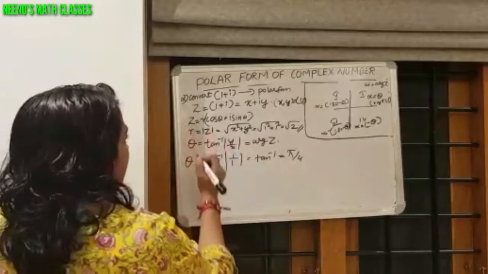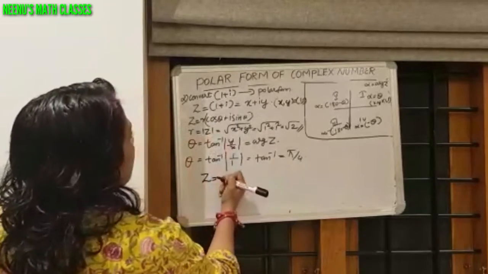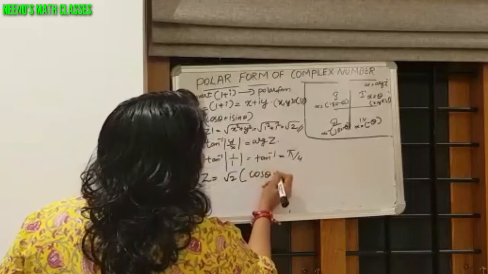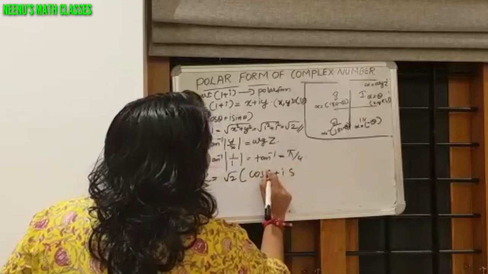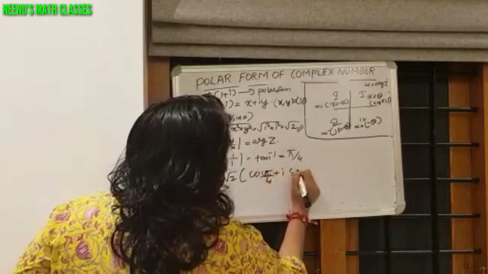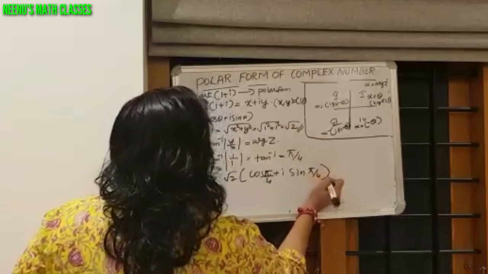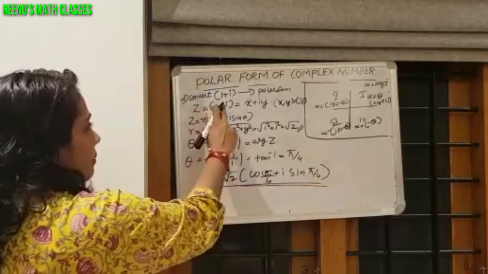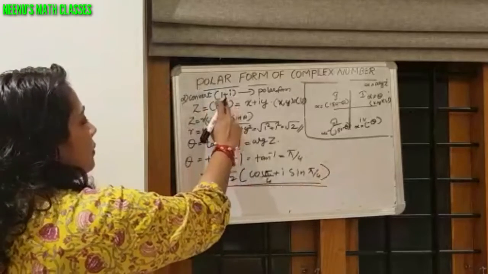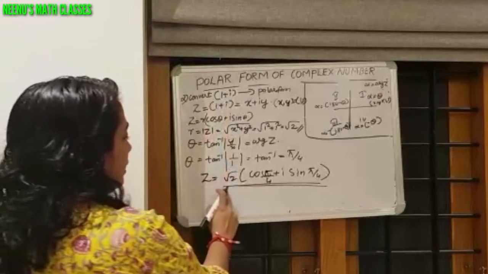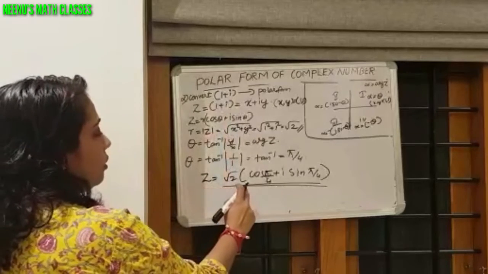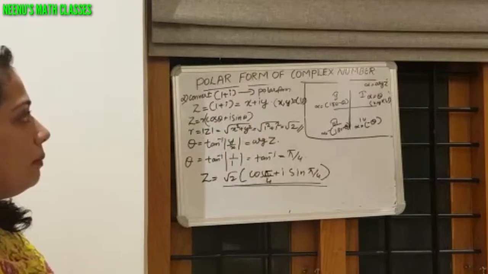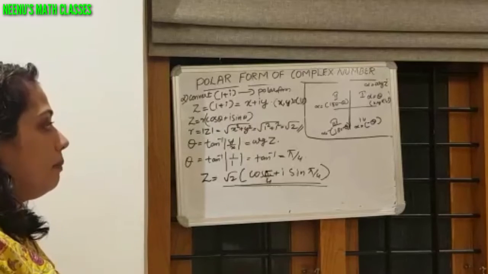So substituting in Z, what is the value of r? Root 2 into within bracket cos pi by 4 plus iota sin pi by 4. This is the polar form of the complex number, the Cartesian number 1 plus I. That is Z equal to root 2 cos pi by 4 plus I sin pi by 4. This is the conversion of a complex number into polar form.